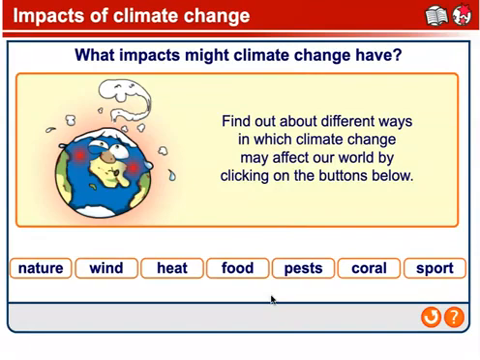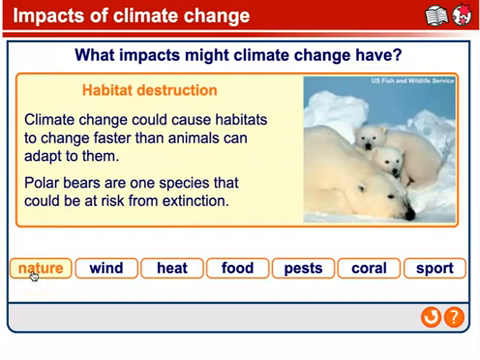Impacts of climate change. So what impacts might climate change have? We're going to look at a number of them. Nature, habitat destruction. Climate change could cause habitats to change faster than animals can adapt to them. Polar bears may be one of those species that could be at risk due to that.